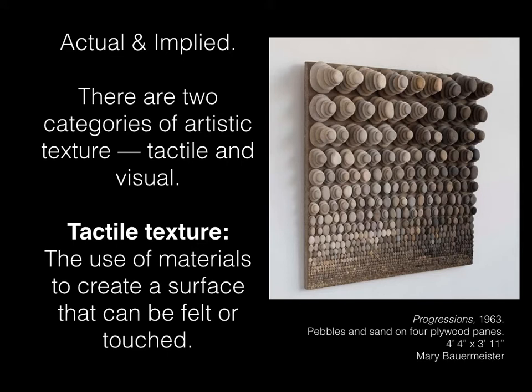So there's two categories of artistic texture, tactile and visual. So tactile texture is the use of materials to create a surface that can be felt or touched. So in this piece on the right called Progression, we can see that there's little tiny stones that are stacked on top of each other. And this is kind of a two-dimensional work because it's hanging on a wall, but it's actually three-dimensional because there's really rocks, and if you put your hand up to it, you would be able to feel the surface and feel the texture that is being made. So that's the first one, tactile texture.